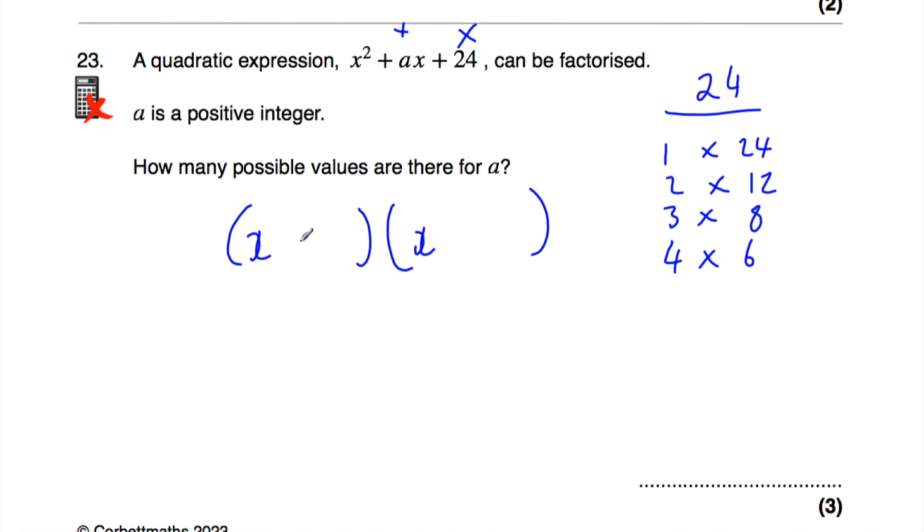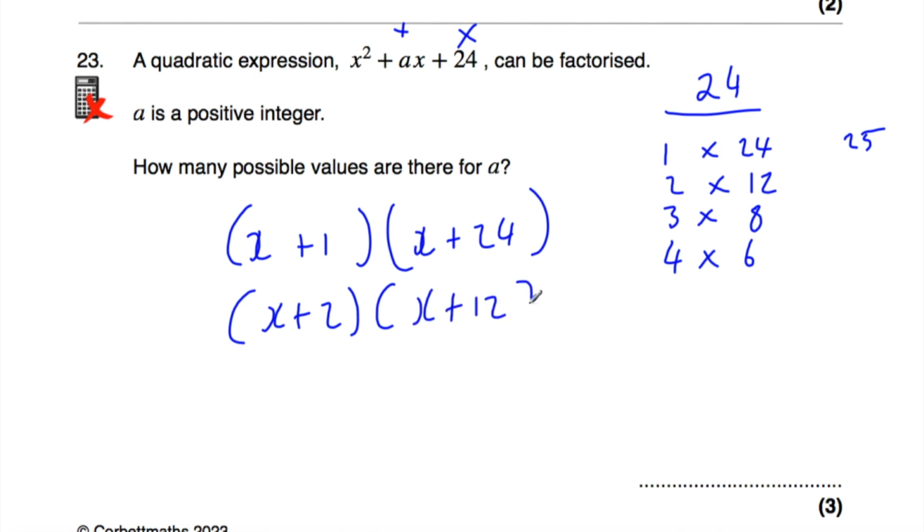So, for instance, we could have x plus 1 and x plus 24. That would be one possible option inside our brackets. And 1 plus 24 is equal to 25, so if we expand these brackets, we would have 25 for a. We could have x plus 2 and x plus 12 inside the brackets. If we expand those brackets, you'd get x squared, and you'd have your 24 on the end. To find the value in front of the x, you just add those two numbers together. 2 plus 12 is 14, so it'd be plus 14x plus 24.